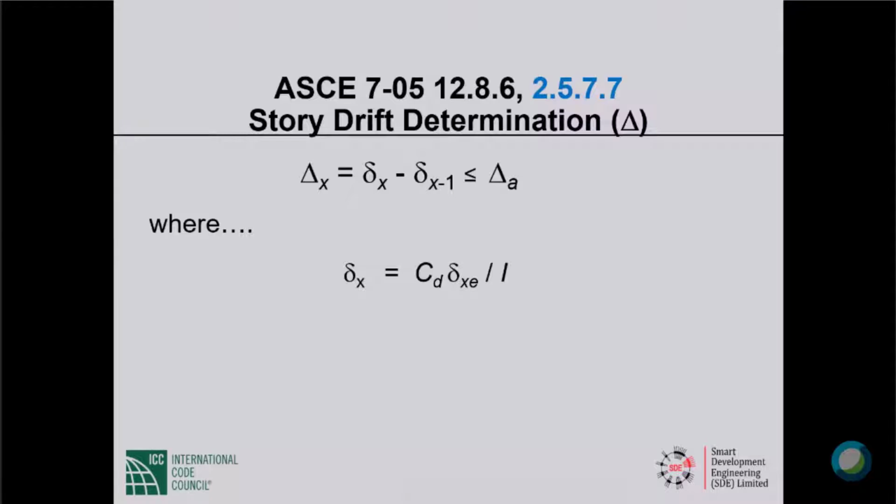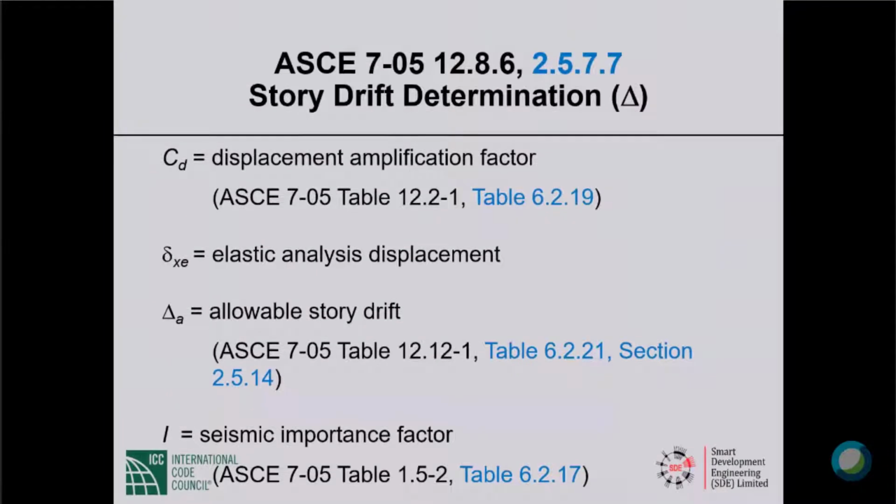So we start with elastically computed delta sub xc. We amplify that by deflection amplification factor C sub D. We divide that by I. This C sub D delta sub xc divided by I is delta sub x. Delta sub x at the top of a story minus delta sub x at the bottom of the same story is the capital delta sub x interstory drift for story x. That has to be within tolerable limit. The notation is explained on this page. I have given you the ASCE 7 section number, table number, etc. And the same thing for BNBC section numbers.